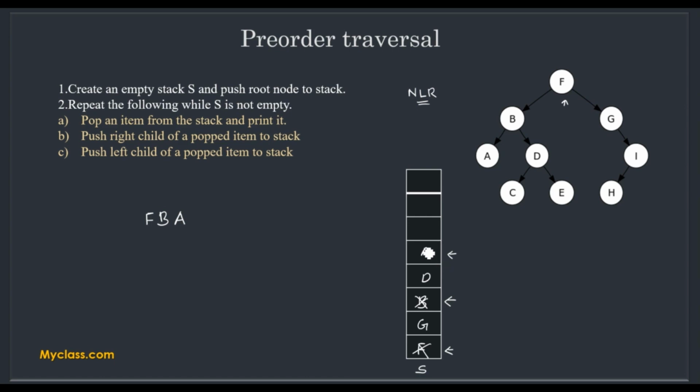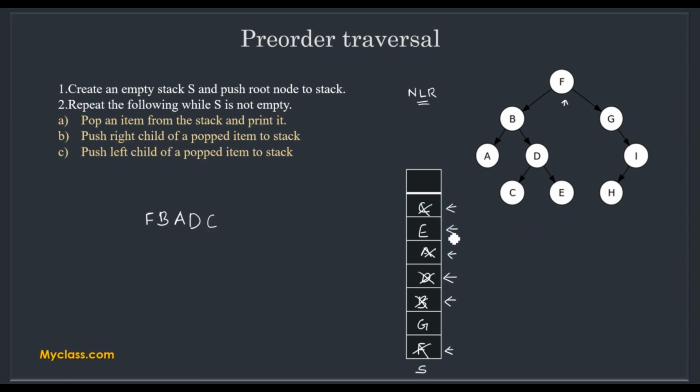Again we are repeating, popping the top element from the stack, D. When we are popping and printing D, we want to push the right child of D, E, and the left child of D, C. Again we are repeating, the top of the stack contains C. We want to pop and print C. There is no right child or left child of C.